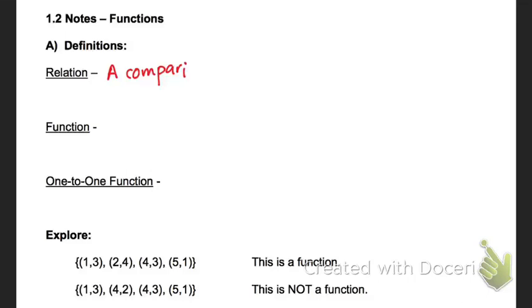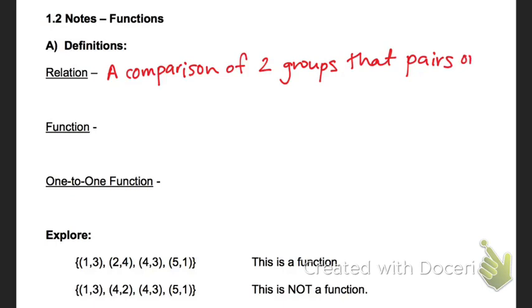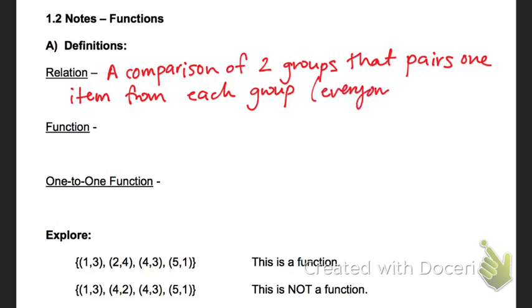A relation is a comparison of two groups that pairs one item from each group. So when I say something is a relation, it just means that everybody has a partner. Everyone has a pair. Everyone has a partner.